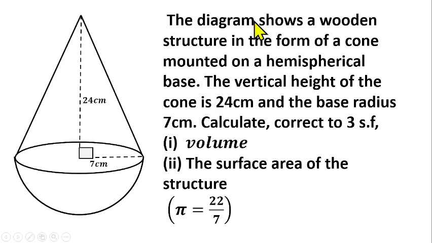So here we are told that the diagram shows a wooden structure in the form of a cone mounted on a hemispherical base. The vertical height of the cone is 24 centimeters and the base radius is 7 centimeters. We have to calculate, correct to three significant figures, the volume of the structure, then the total surface area of the structure as well, given that pi is 22/7. Before we solve this question, we need to know the composition of this structure. What and what are combined together to give us this structure?